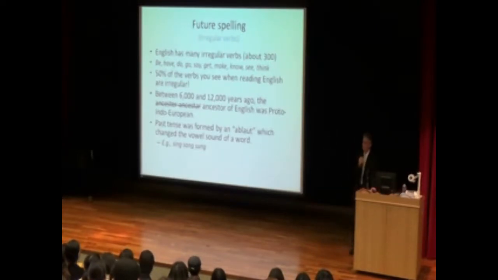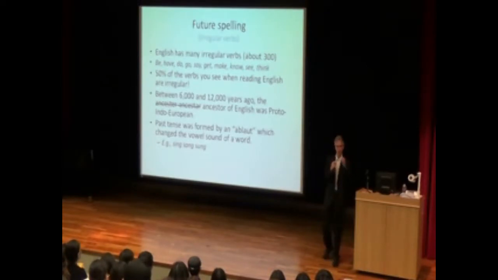But then we started forming past tense by adding ed endings, right? And slowly, over thousands of years, the irregular became the regular. And the regular became irregular.